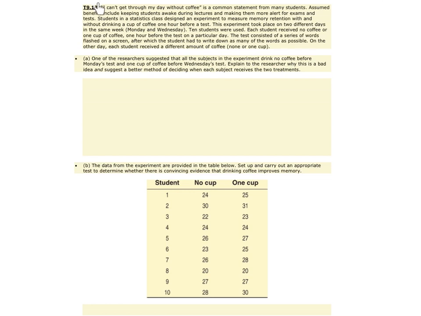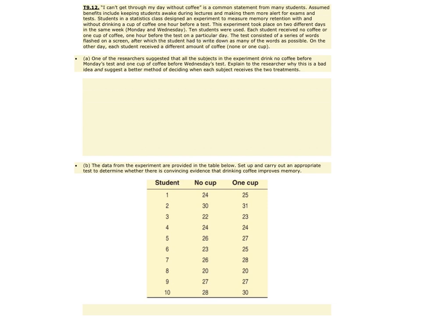Number 12, I can't get through my day without caffeine is a common statement for many students. Assumed benefits include keeping students awake during lectures and making them more alert for exams and tests. Students in a statistics class designed an experiment to measure memory retention with and without drinking a cup of caffeine or coffee 1 hour before a test. The experiment took place on 2 different days in the same week, Monday and Wednesday. 10 students were used.